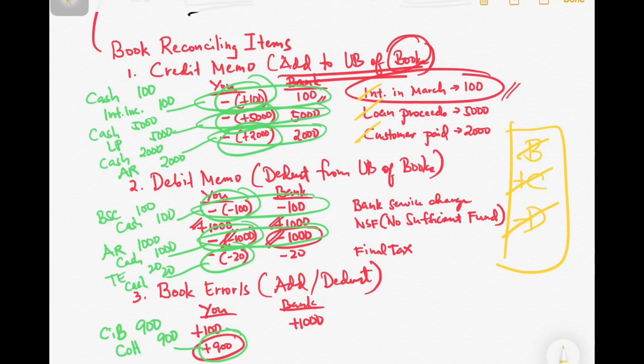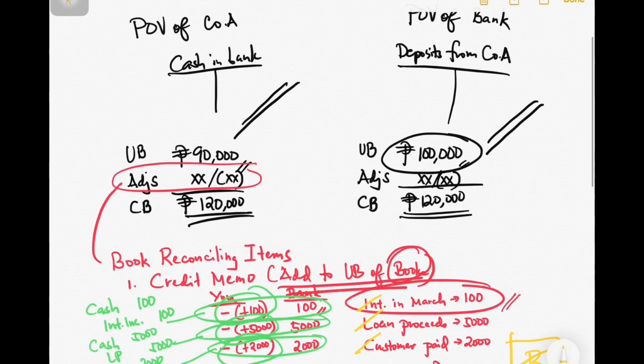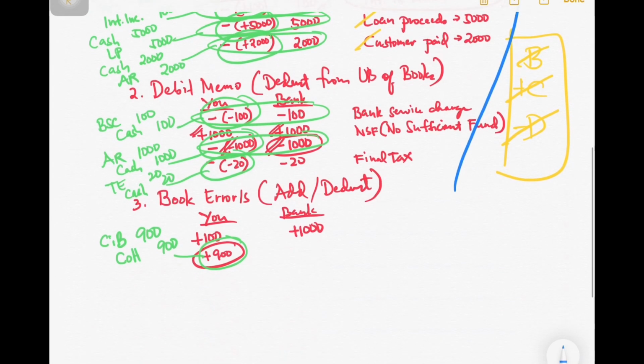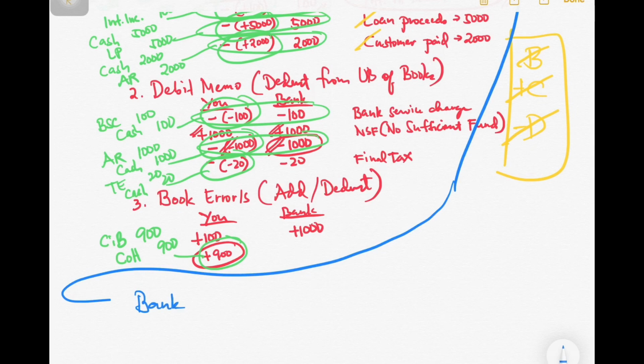That's book reconciling items. Now we jump to another. We jump to bank reconciling items. You will be given the bank statement and then adjust the amounts because there may be transactions that you know but was not recorded by the bank. Example, sir, later. So let's talk about now the bank reconciling items.